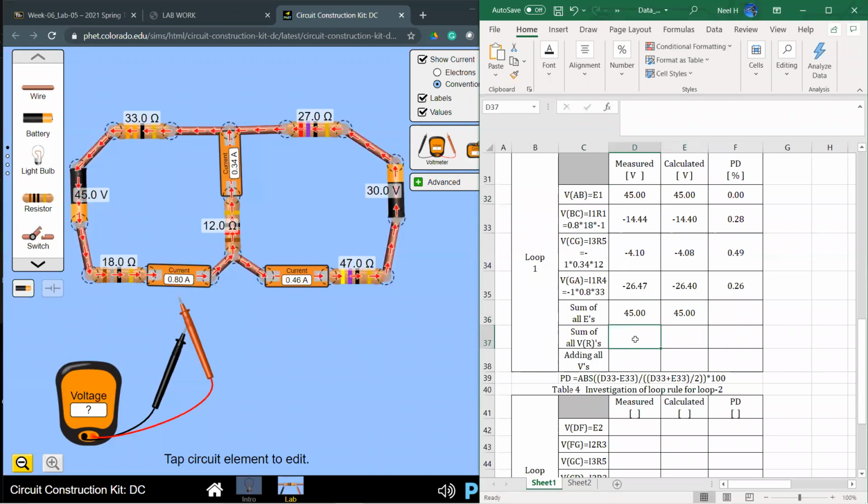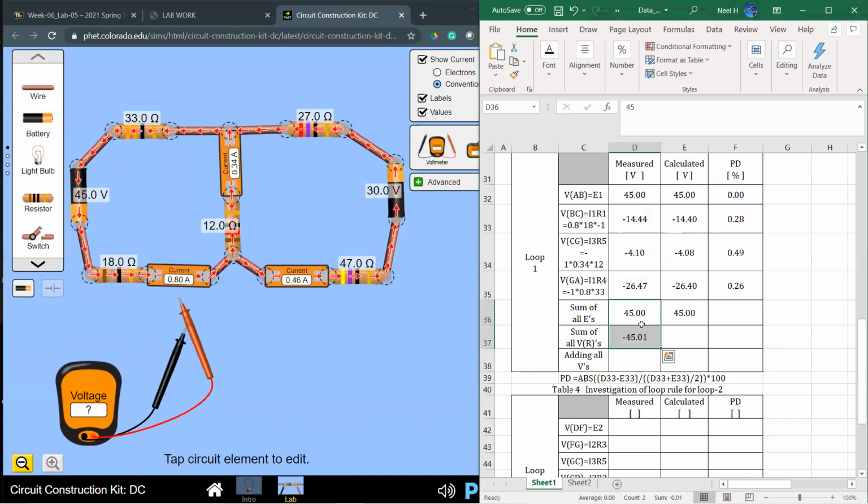Sum of all the voltage drop from the Ohm's law, I need to add all of these three together. Okay, let's add them together. Equal sign, adding this number D33, voltage across R1, voltage across R5, voltage across R4. So we're getting about the same number.